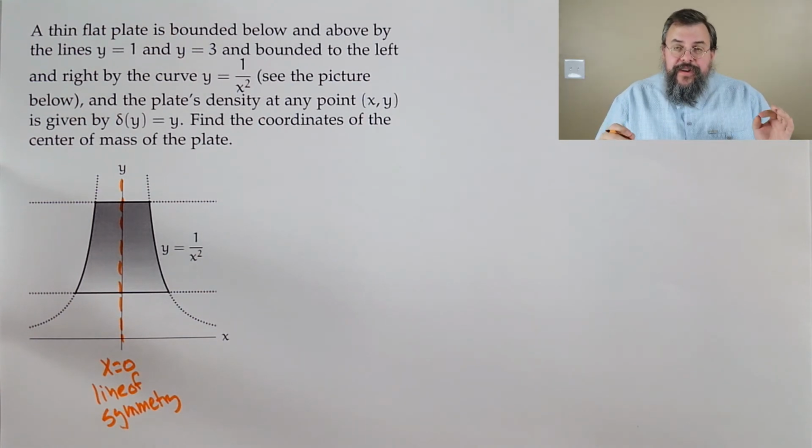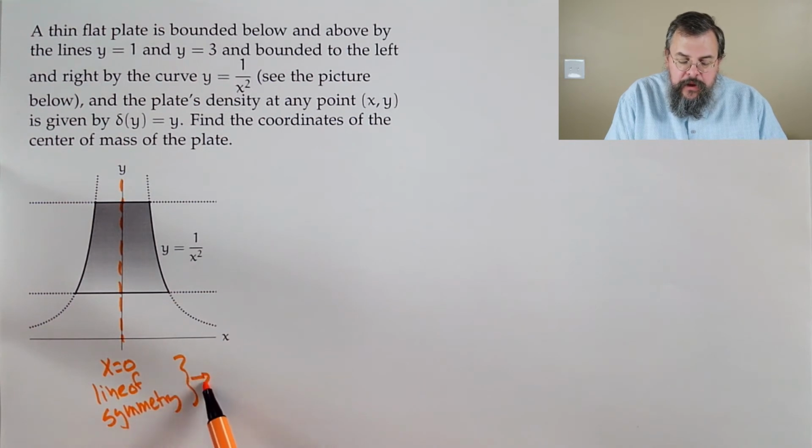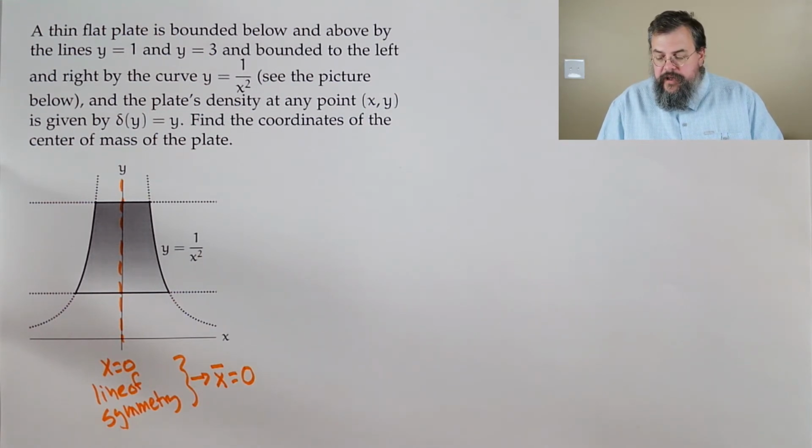So it's perfect. This tells us automatically, with no work, that our x coordinate has to be 0. So it saves us a step. It doesn't mean we're done, because we still have another coordinate we have to find, which is the y coordinate. Well, let's think about that.